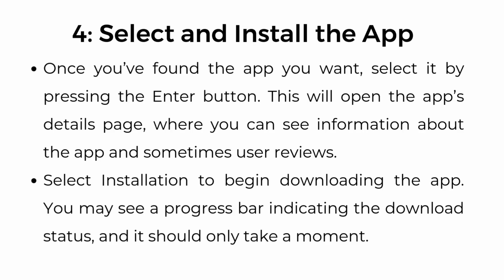Step number 4. Select and install the app. Once you've found the app you want, select it by pressing the Enter button. This will open the app's detail page where you can see information about the app and sometimes user reviews. Select Install to begin downloading the app. You may see a progress bar indicating the download status, and it should only take a moment.